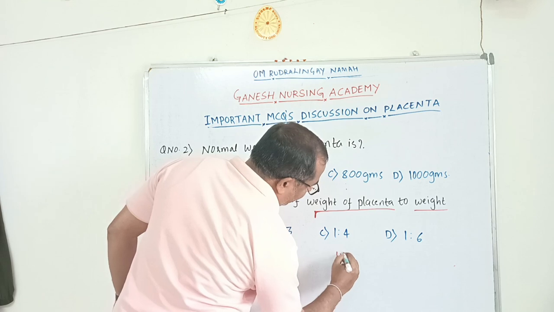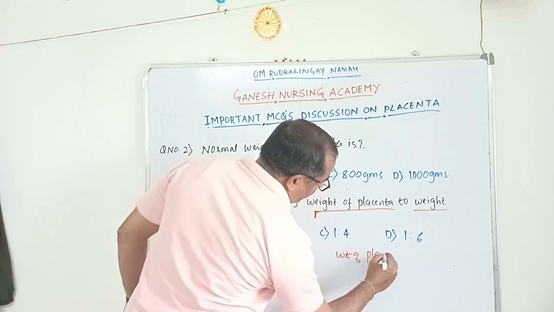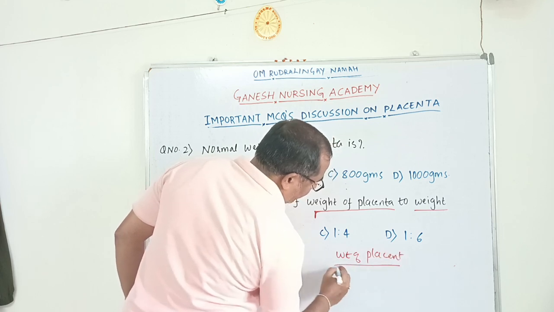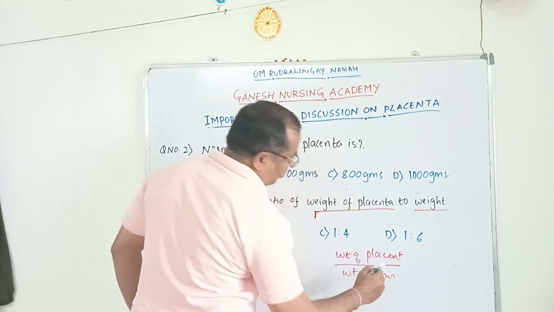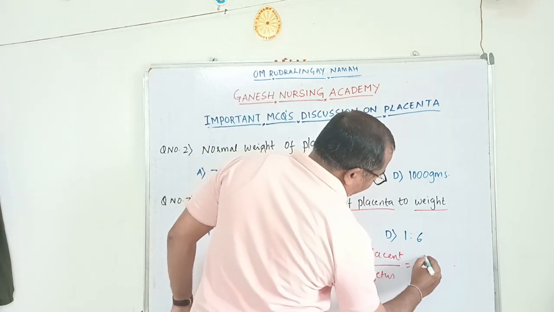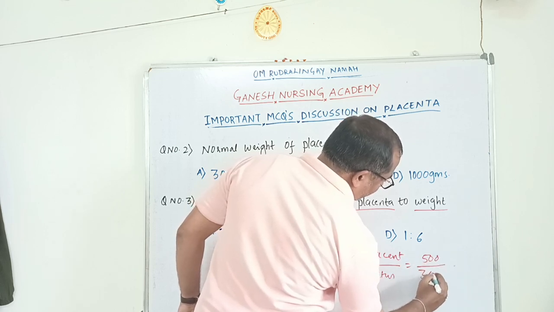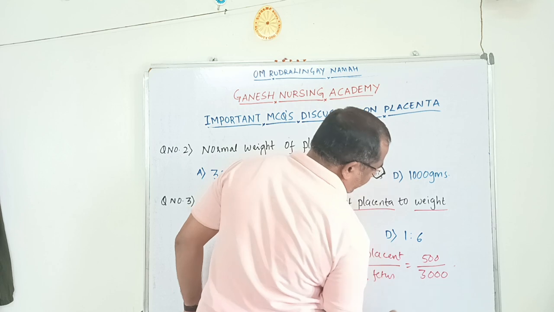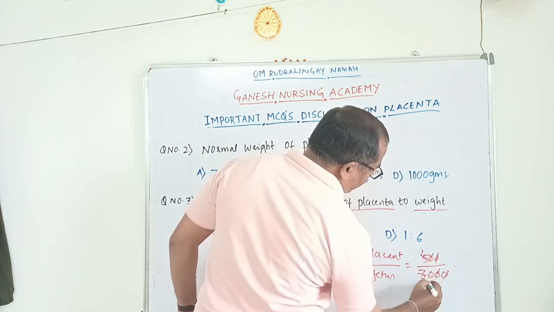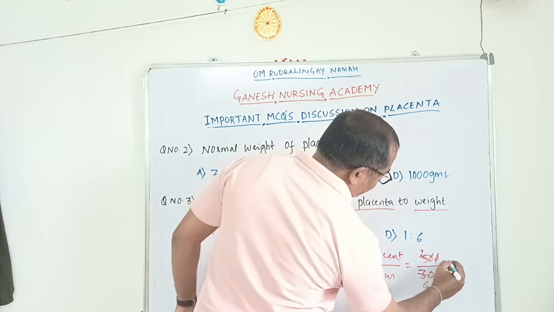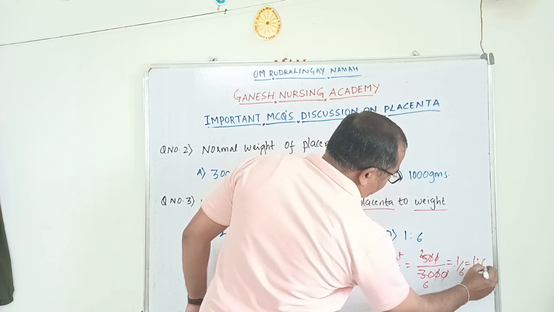So here, weight of the placenta divided by weight of the fetus. Weight of the placenta is 500 grams, and the normal weight of the fetus is 3000 grams. Now this 0 will go, this 0 will go. 5 ones are 5, 6. So that is nothing but 1/6. 1/6 is nothing but 1:6.